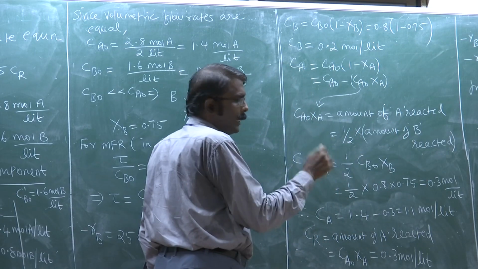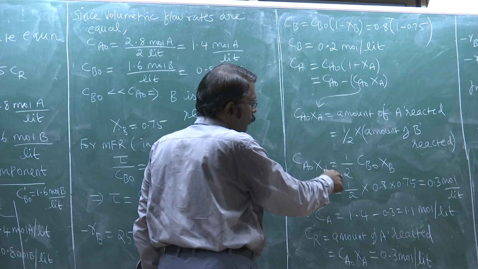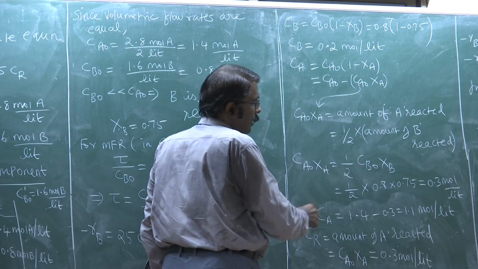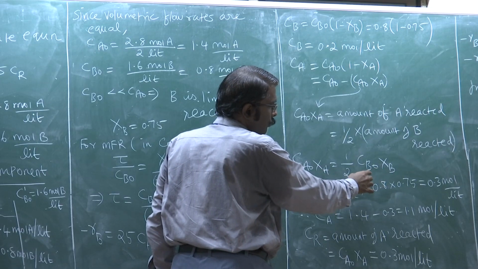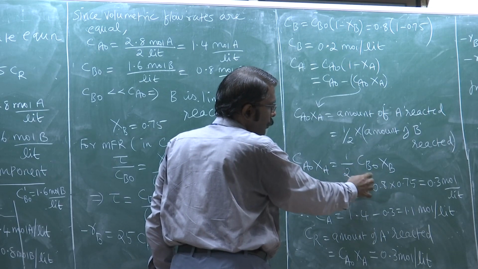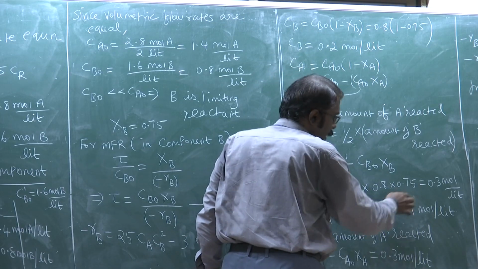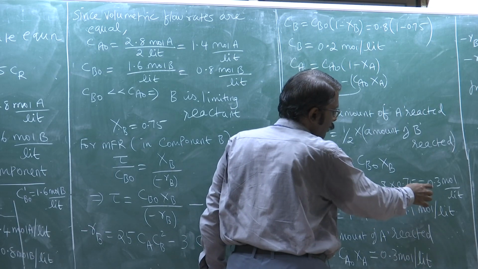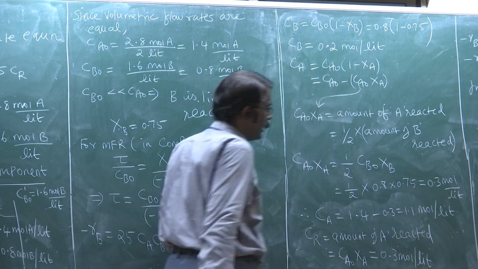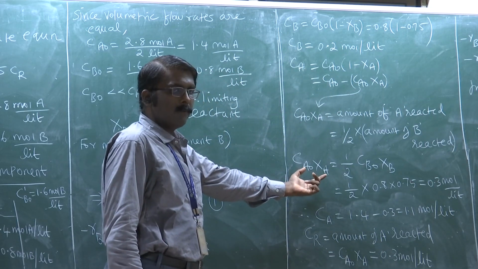So that is in terms of variable. It is written as 1 by 2 into CB0 into XB. So already we know the values of CB0 and XB. CB0 value is 0.8, XB value is 0.75. Upon simplification of all these numerical values, we get the value as 0.3 moles per liter. That is the CA0 XA value.